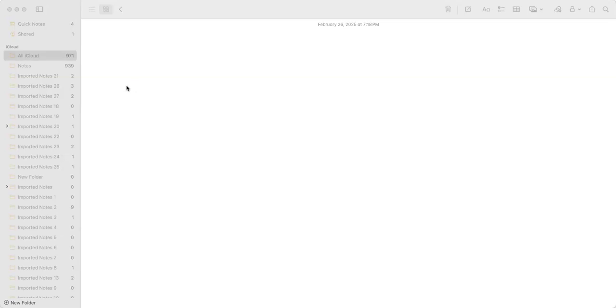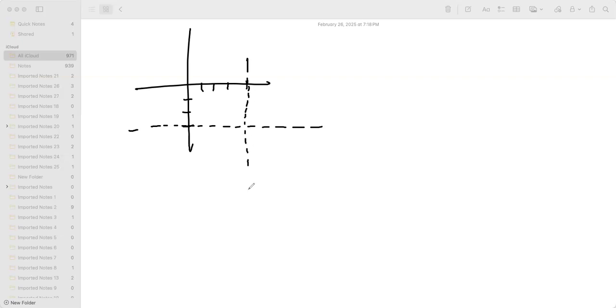Let's see. How about this? This one passes through the point. Let me draw the graph for you. H equal to 4. Okay. So now 4.5 comma minus 2. 4.5 comma minus 2. And then the other thing is 3.5 comma minus 4.